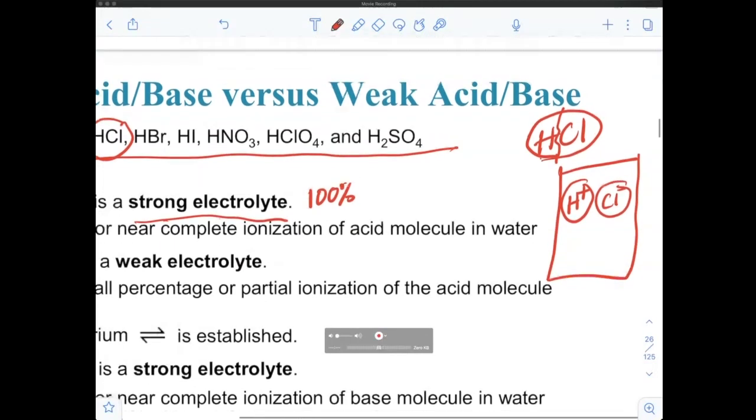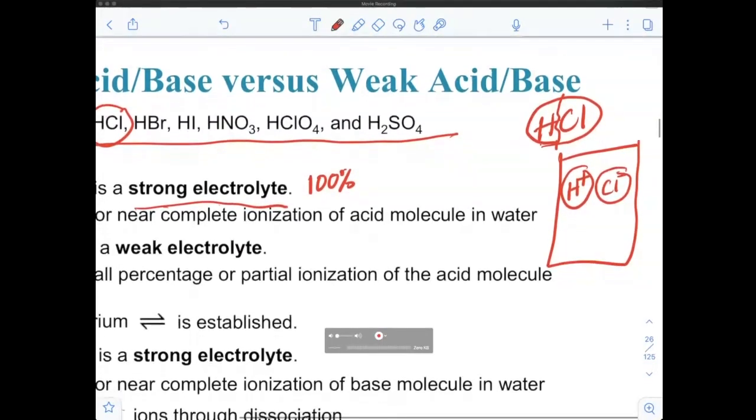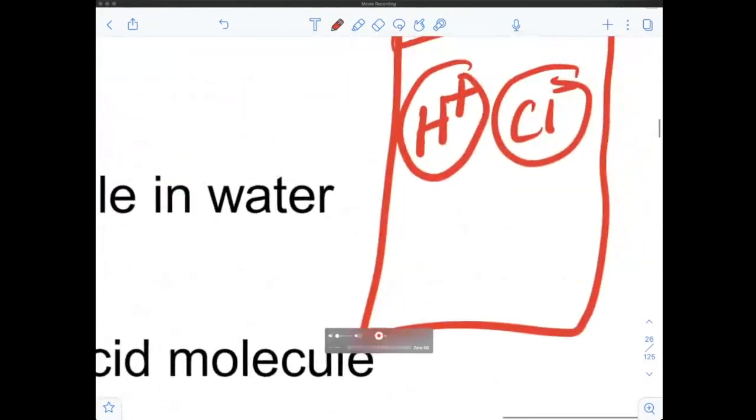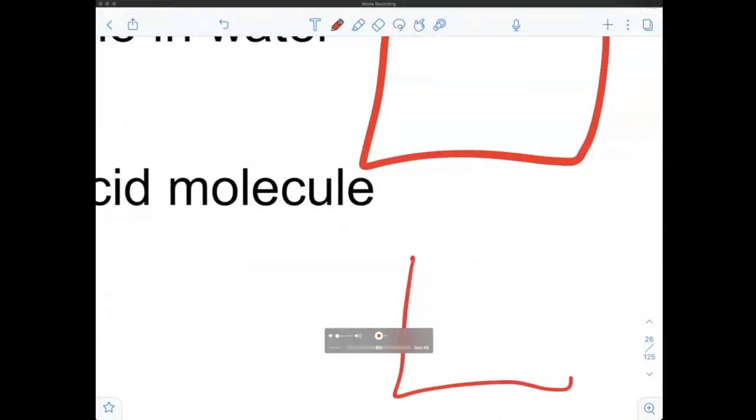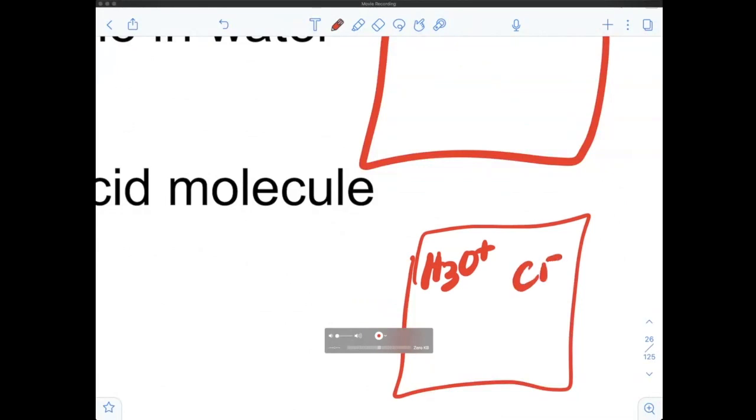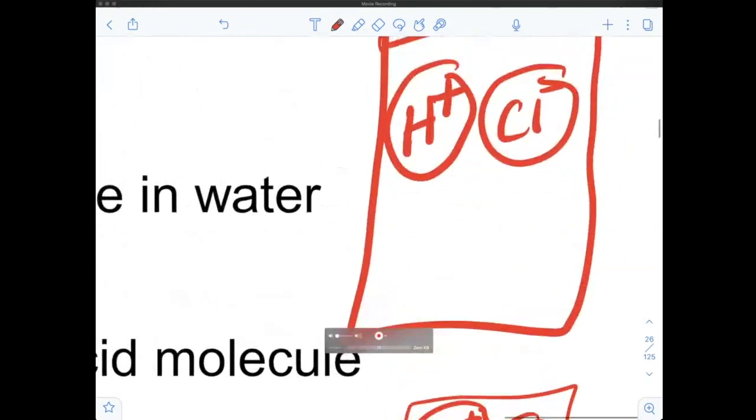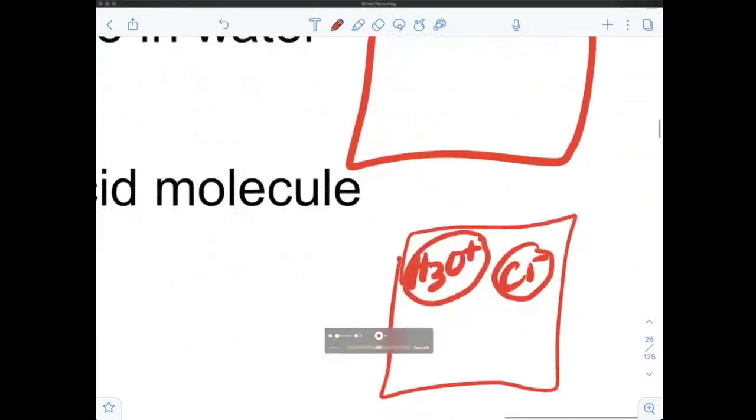Now, you have two ways of showing this picture right here. You can show it this way, H plus and Cl minus, or you can show it as H3O plus and Cl minus, okay? These are different versions of the same story. H plus and Cl minus just says the hydrogen ion separates from the chloride ion. Here we're saying, yeah, the hydrogen ion separates, but the hydrogen ion combines with the water to make hydronium, okay?